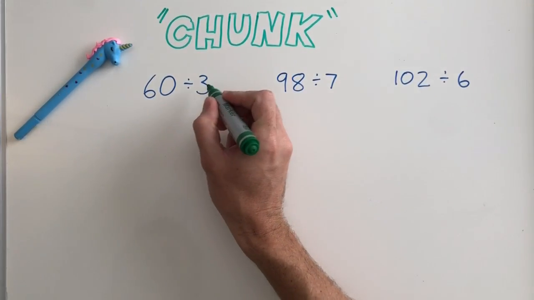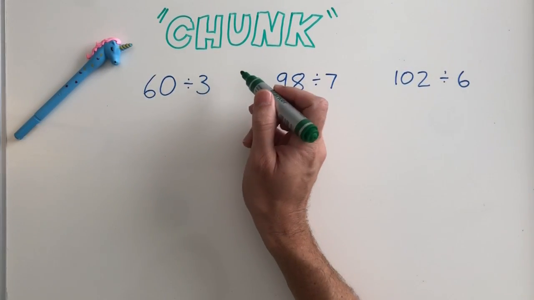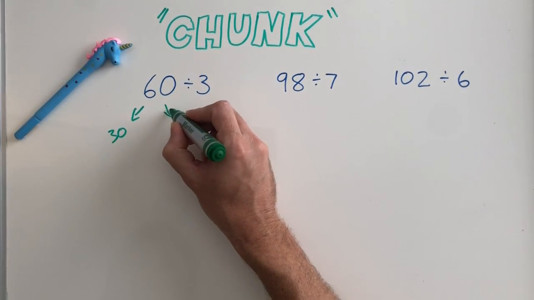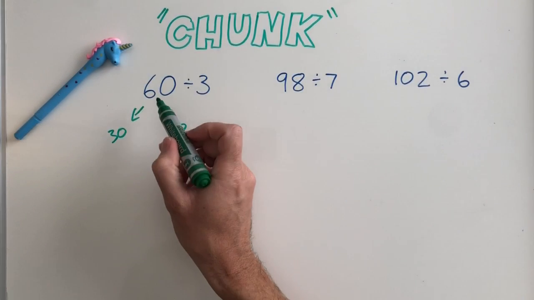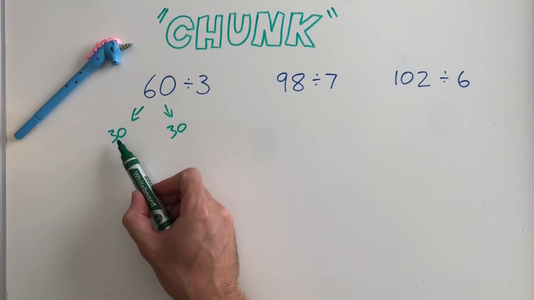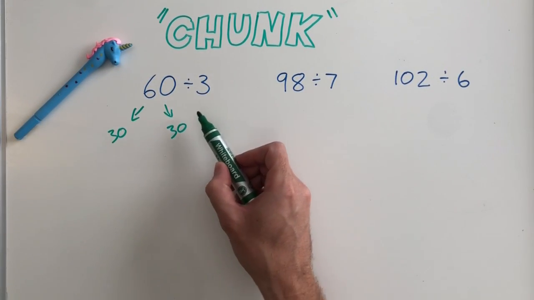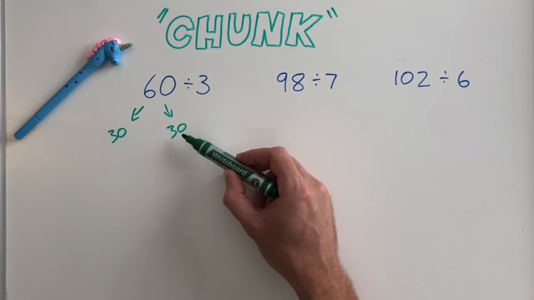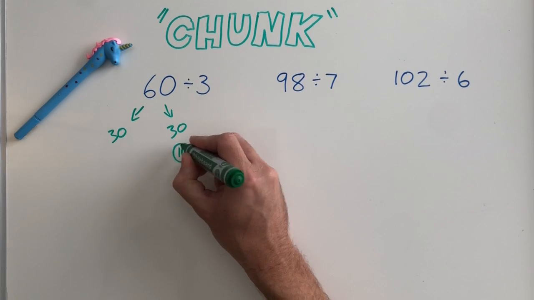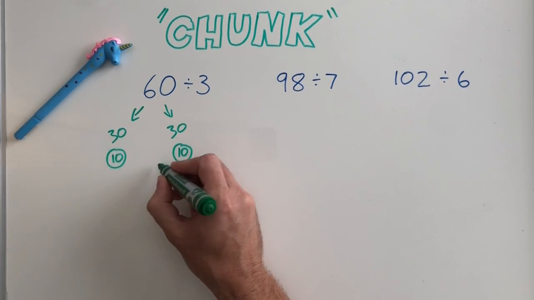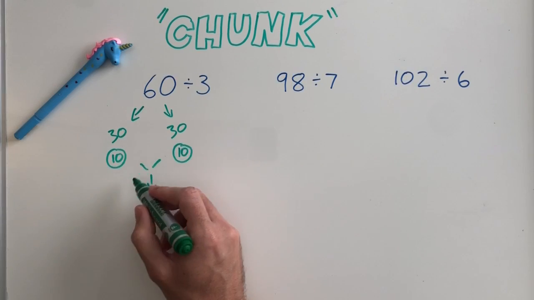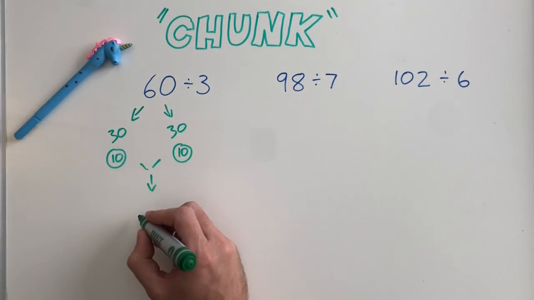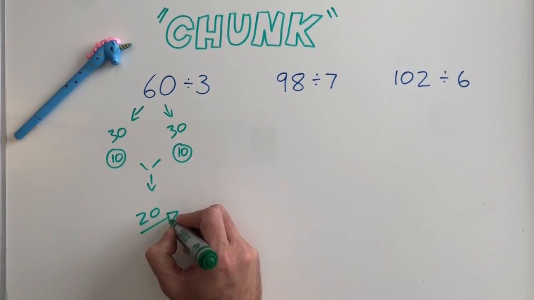I know that 3 times 10 is 30. So in 60, there's a 30 and there's another 30. I'm breaking the 60 into two chunks, a 30 part and a 30 part. It's really easy for me to know how many times 3 goes into 30, and that would be 10 times. And into this 30, it would go 10 times. So I just add those together, and I will know 60 divided by 3 is going to be 20.